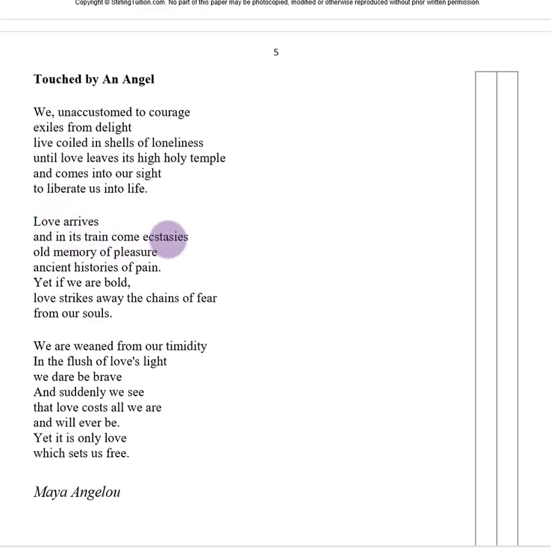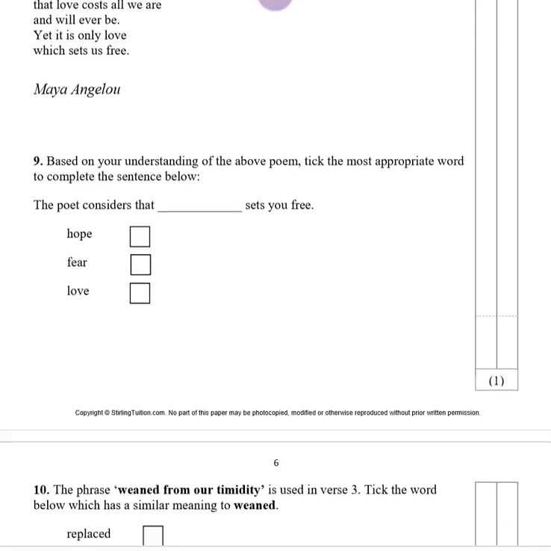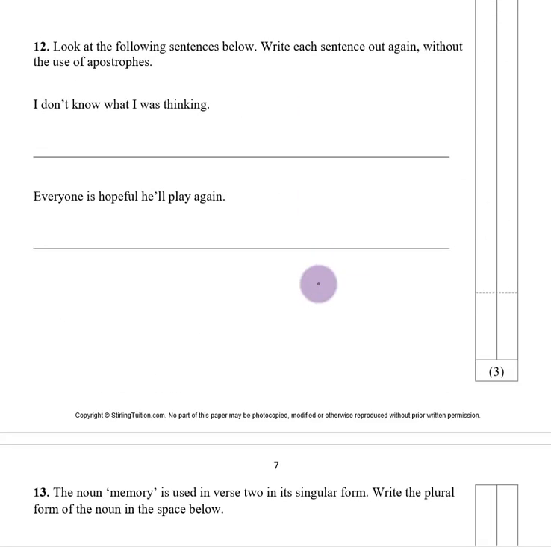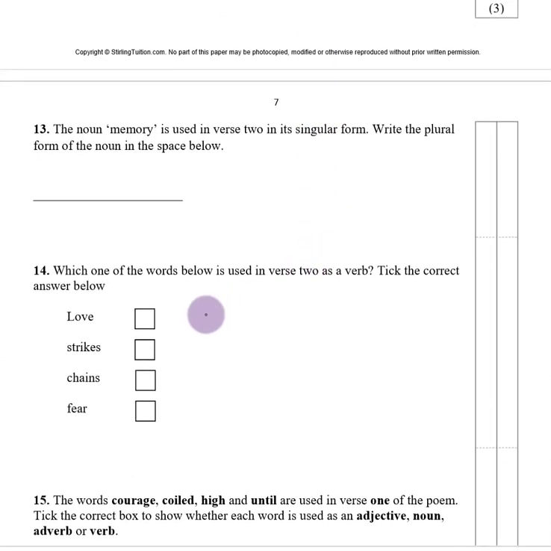And in its train come ecstasies, old memory of pleasure, ancient histories of pain. Yet if we are bold, love strikes away the chains of fear. So this here is actually the verb. It strikes, because it's something that we do. So it's the doing word. So strikes. So noun, verb, and then chains again is a noun. It's a thing. And in this instance, fear was actually a noun as well.